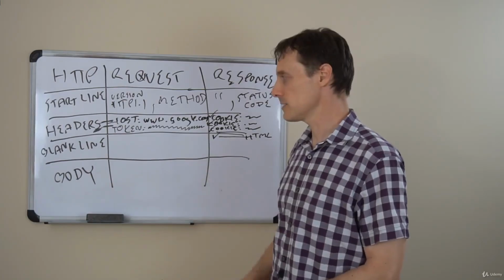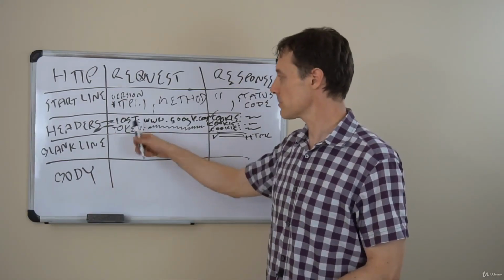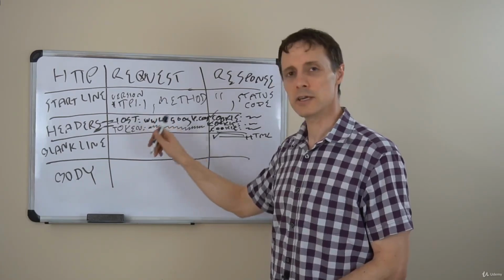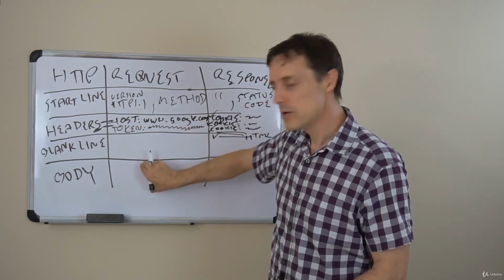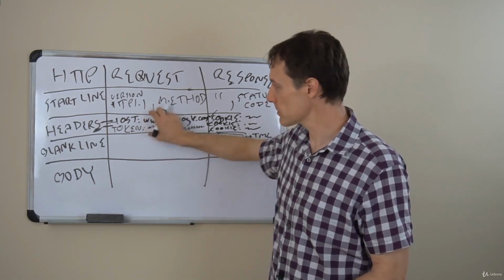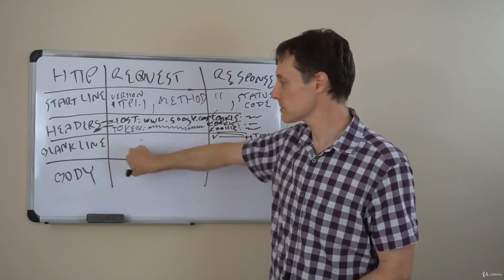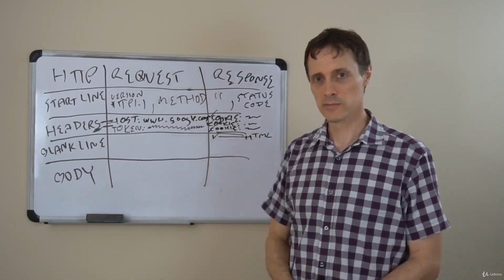Next we have the blank line, which contains nothing. It just separates the header from the body so that the program knows what's the header and next what's the body. Otherwise it wouldn't be able to tell what's a header and what's a body, right? Unless there's a blank line separating it.